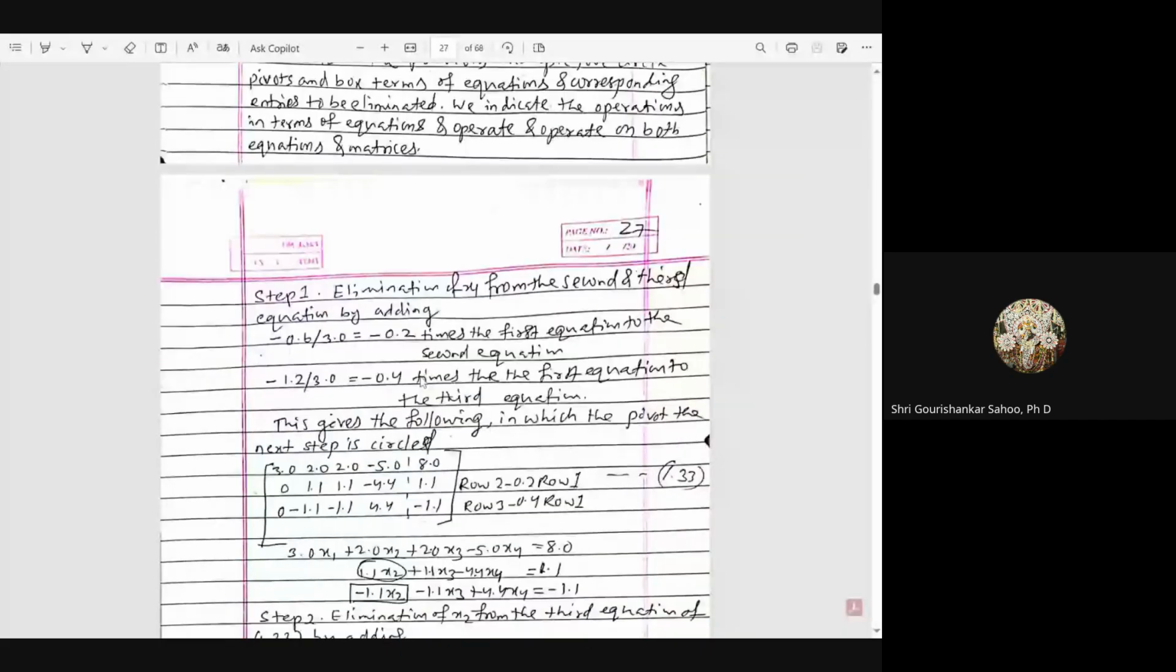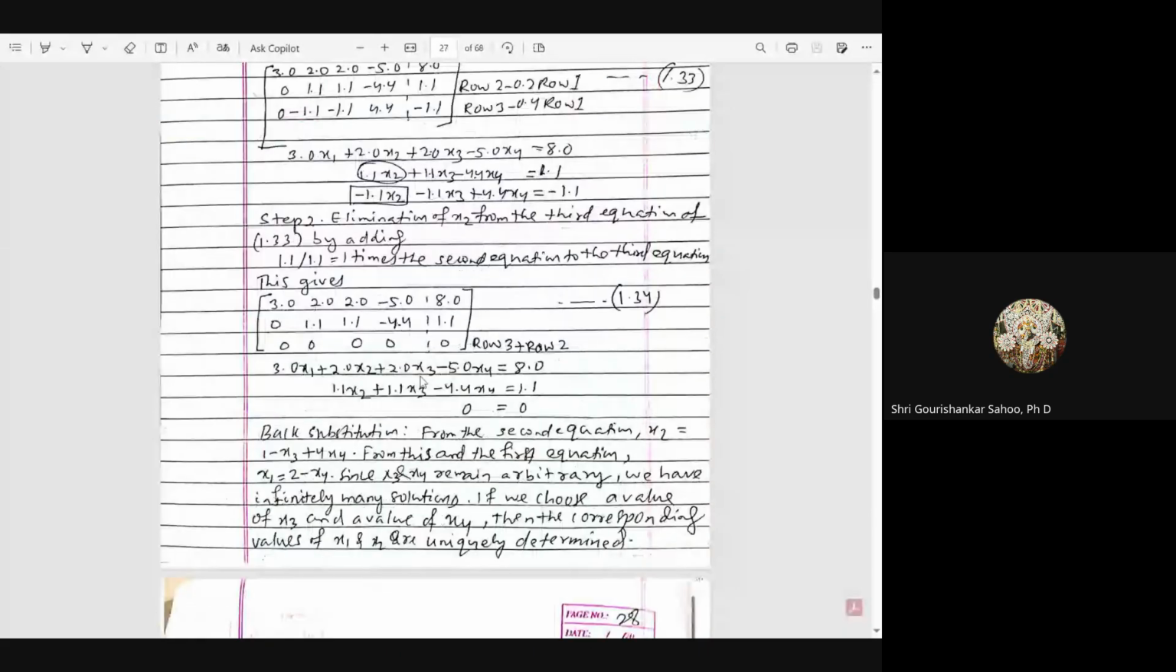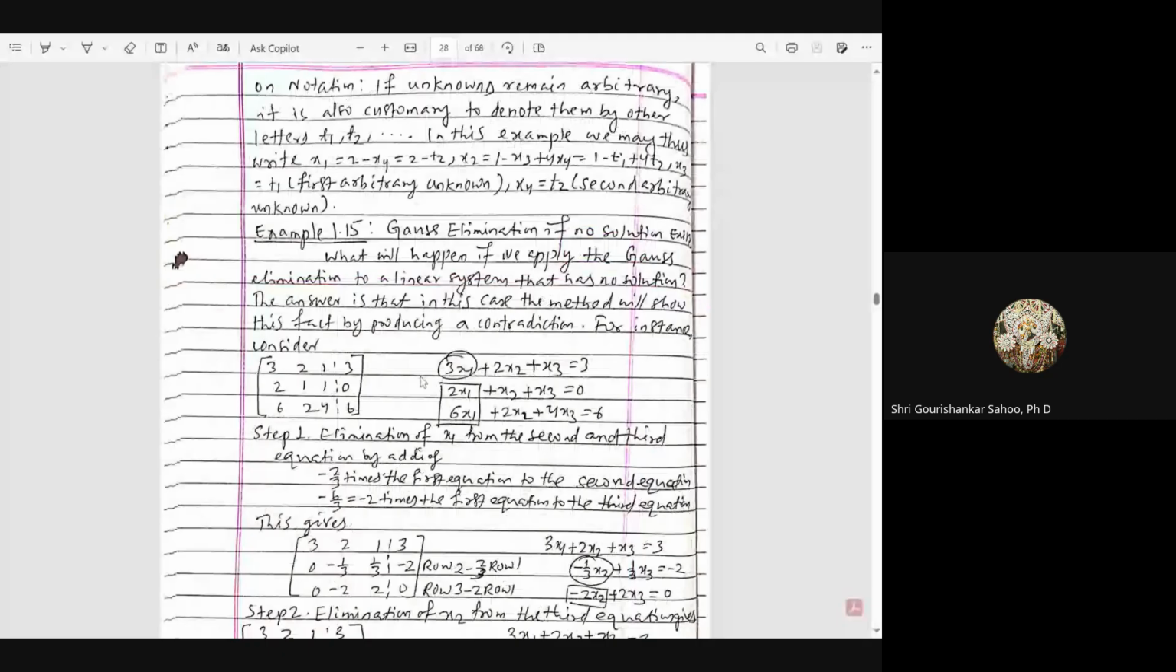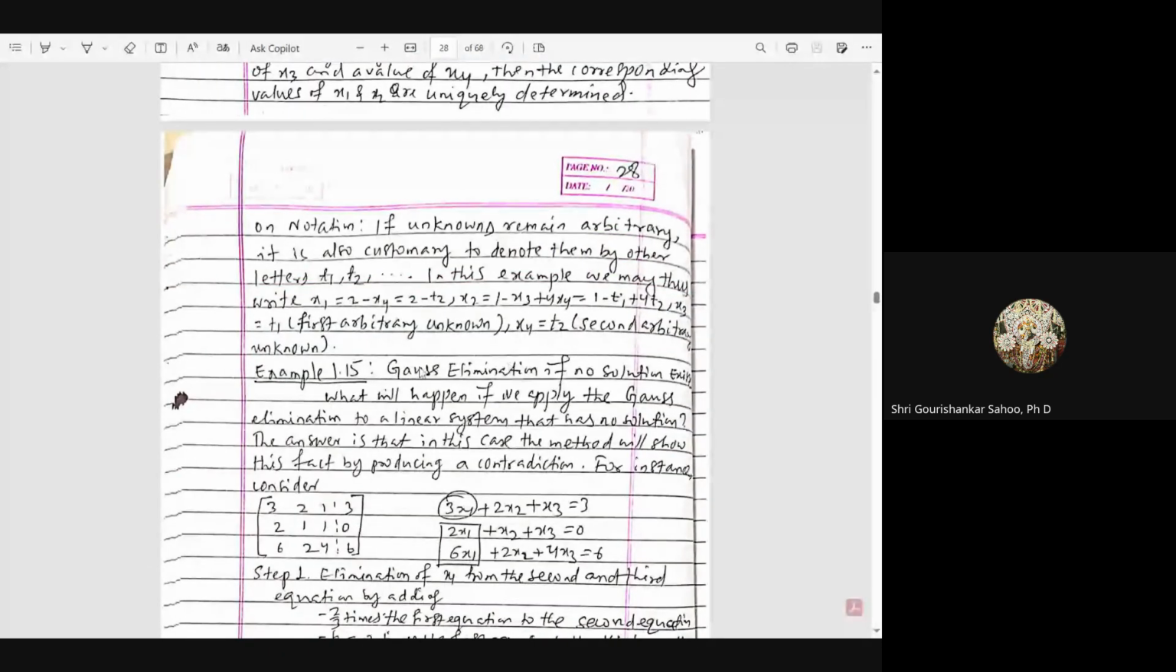Similarly, Gauss elimination when infinitely many solutions exist, as shown in the example. So this is the solution. You can see here that x1 is equal to 2 minus x4, which is 2 minus t2, and x2 is equal to 1 minus x3 plus 4x4, which is 1 minus t. Your x3 is equal to t1 and x4 is equal to t2.